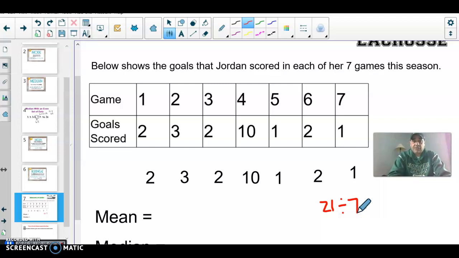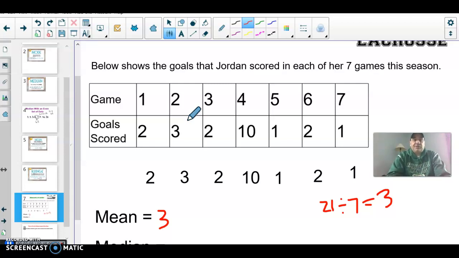So 21 divided by 7 is 3. You got it. Jordan is averaging 3 goals per game this season, which is kind of interesting. She only scored 3 in one game, in game 2 this season. I don't see that she scored 3 in any other games, but that is her average, right, when we try to balance that out.